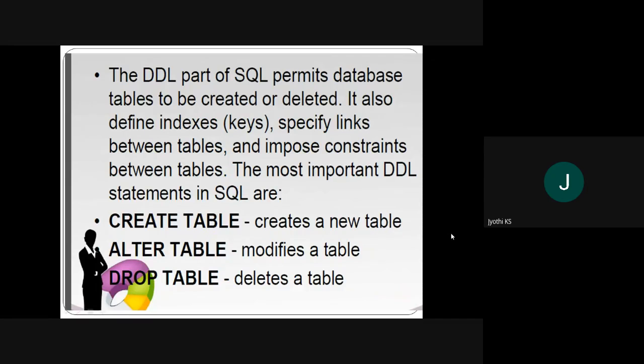DDL will tell you what the table name is, which are the attributes, what the constraints on the attributes are, whether there is any connection between different tables, what the primary key is, and what the foreign key is. Everything will be defined in the DDL part of SQL. Under the DDL part of SQL, we will come across three main queries: create table, which creates a new table; alter table, which is used to modify a table. Modify a table in the sense that we modify at the schema level, not the data. Modification or altering of data comes under data manipulation language. When we are changing the schema of the table, that is the alter table command. And drop table: the whole table will be deleted by using the drop table command.